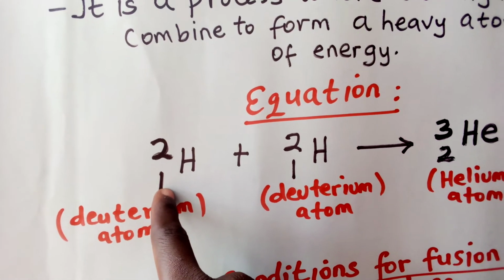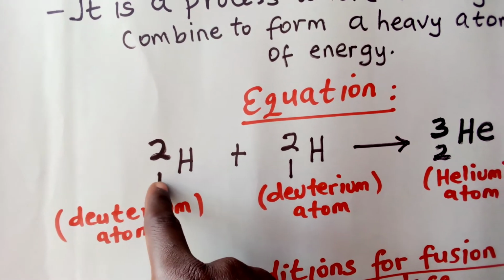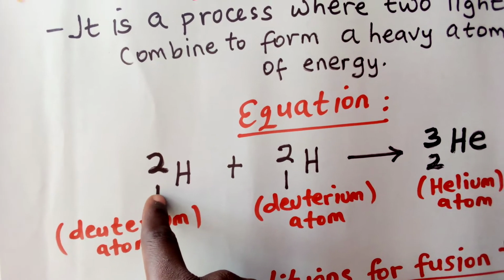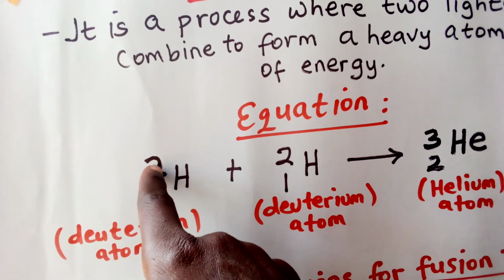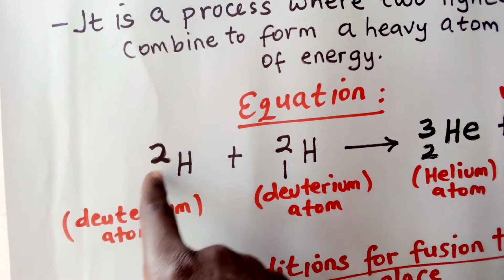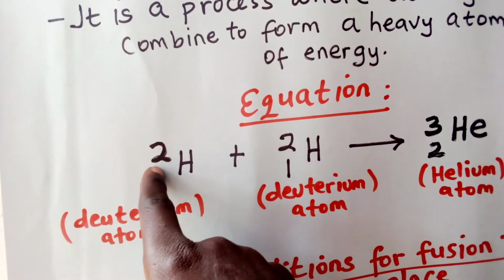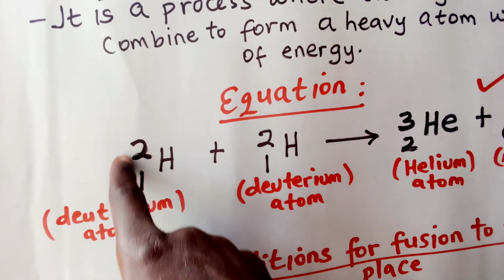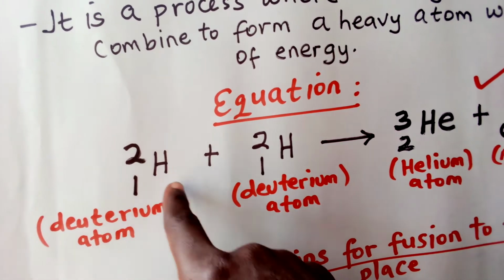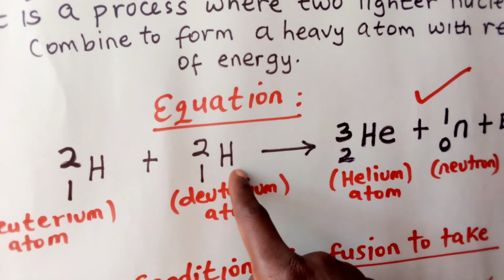The atomic numbers remain 1. But the mass numbers keep on changing. It can be 1, that is positronium. It can be 2, that is deuterium. It can be 3, that is tritium. So here we are dealing with the deuterium atoms. They are atoms of hydrogen. This is a deuterium atom, this is also a deuterium atom.